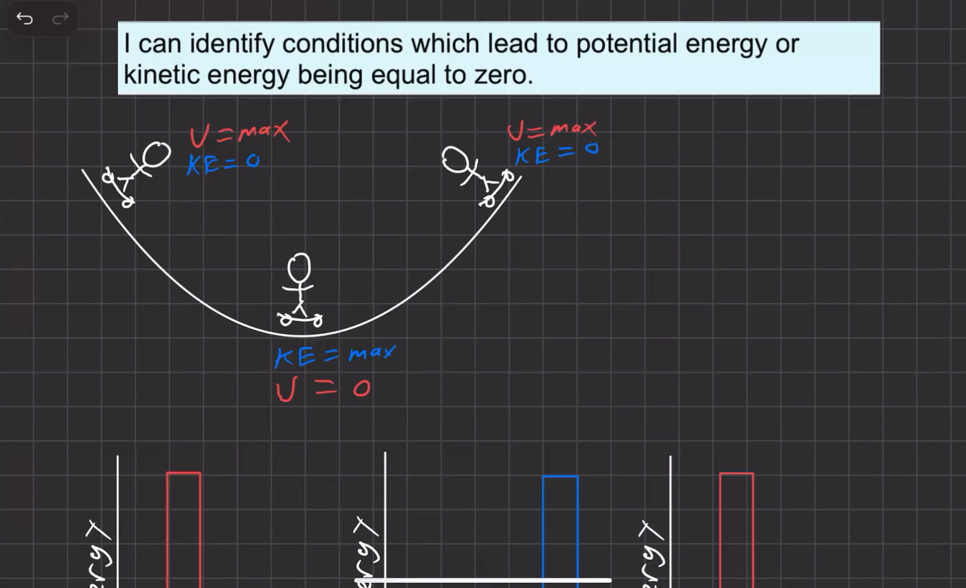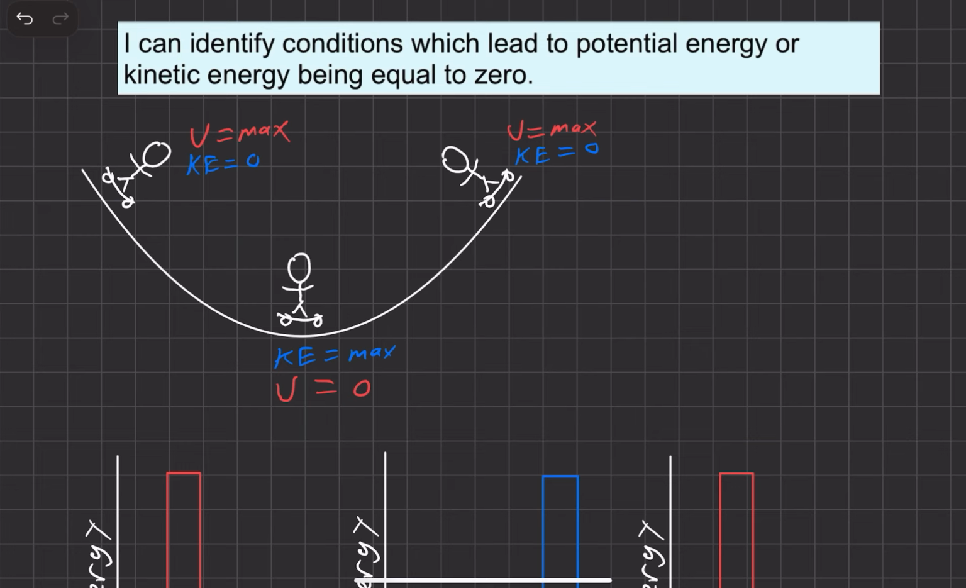The learning objective is: I can identify conditions which lead to potential energy or kinetic energy being equal to zero. What this essentially is, is the ability to look at a situation and identify whether we have sources of kinetic energy or potential energy. And if we don't have them, we can set them to zero, which is going to be really useful in a future lesson.